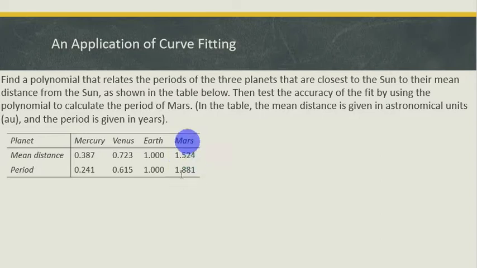But we are given already the actual values of Mars. We're just going to test the accuracy of our model through the actual values. So first, we have to find the polynomial that models or relates the periods of the three planets to their mean distance. So pause the video and try to solve this problem.